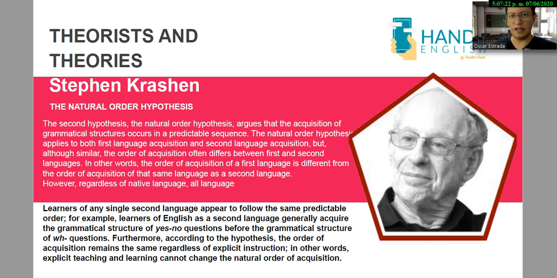But then we have this other guy, Stephen Krashen, and his natural order hypothesis. Basically, what he says is that the natural order argues that the acquisition of grammatical structures occurs in a predictable sequence, meaning that when a child is born and is exposed to a second language, he's going to start producing the language in a natural way, and it is attached to the universal grammar. If we share the same rules of language, then naturally we are going to start speaking the proper grammar rules of the second language that we are acquiring. Okay, so this is the natural order hypothesis.